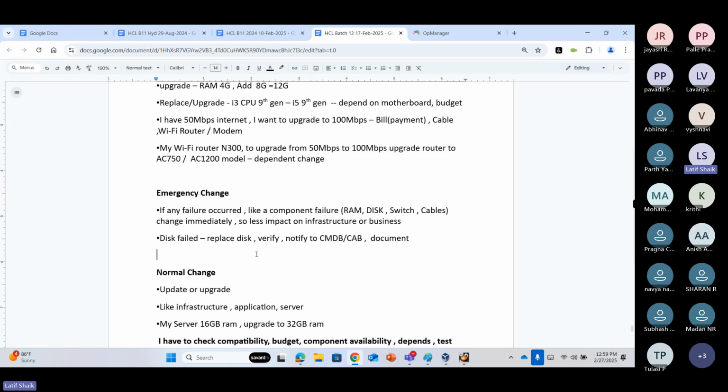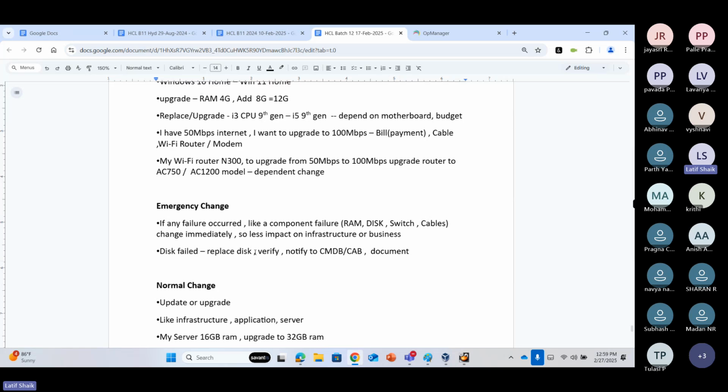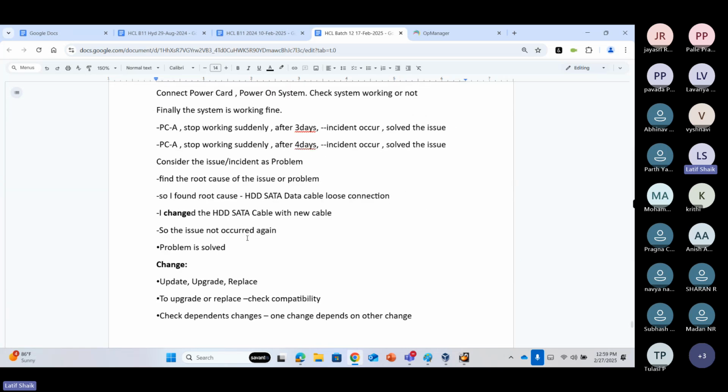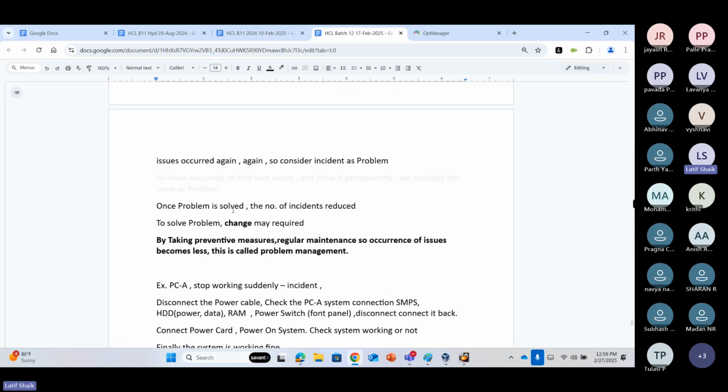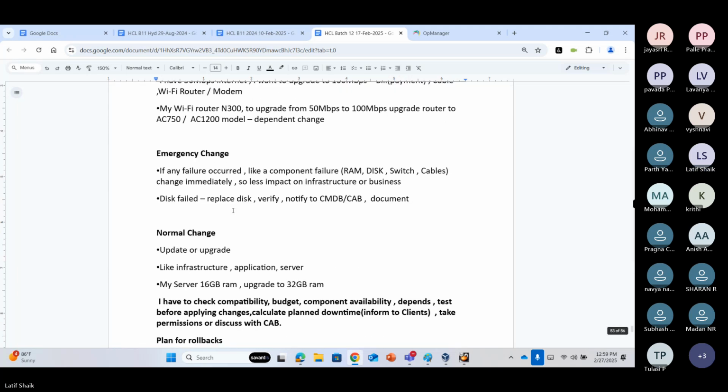This is normal change time. We have to do all the parts of change management. But in emergency changes, we don't do all this kind of stuff. Why don't we do it? Let's see.